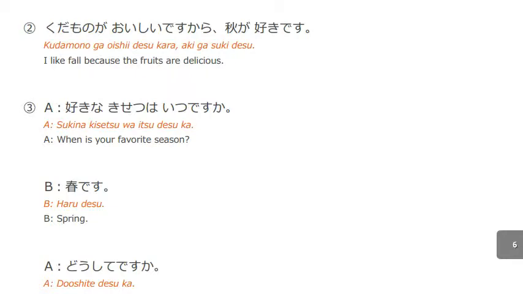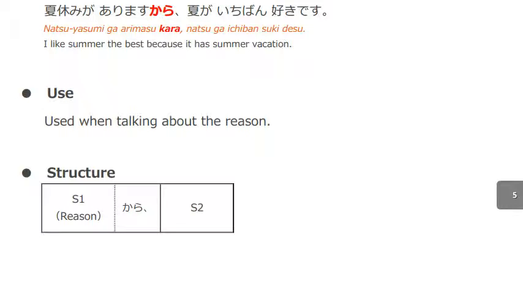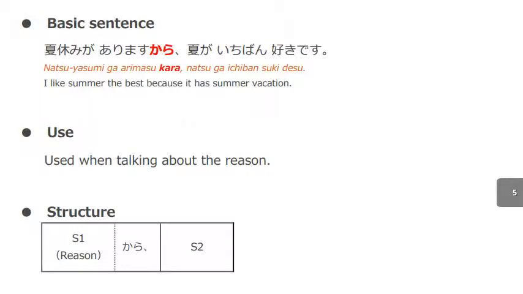Go back to, where are we? Here we go, the first sentence here. We have, I like summer the best because it has a summer vacation. Exactly the same as that previous example. However, there is just one sentence and it's been joined with kara. We have the reason, then kara, and the result of that reason.